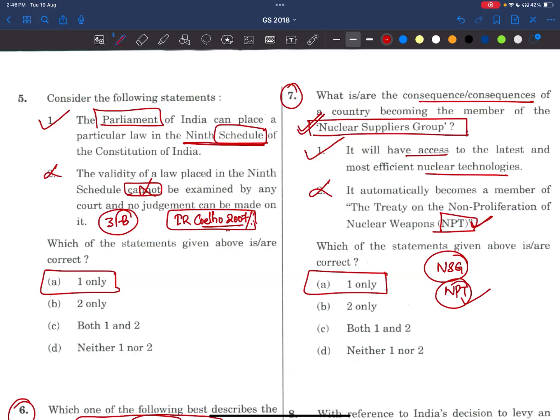Why? Because NPT is a very peculiar agreement where there are P5 countries, that is USA, Russia, UK, France, and China. They are nuclear powers. They have the nuclear technology, and also they have the nuclear weapons. But they have devised this treaty so that they will be having the nuclear weapons, but no other nation should have nuclear weapons. No other country should proliferate or manufacture the nuclear weapons.